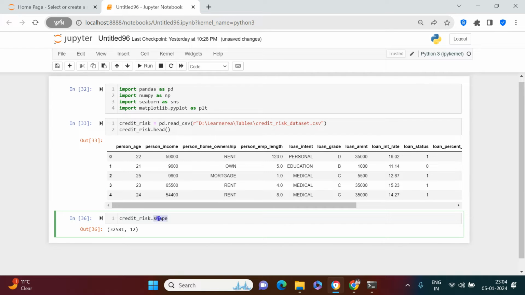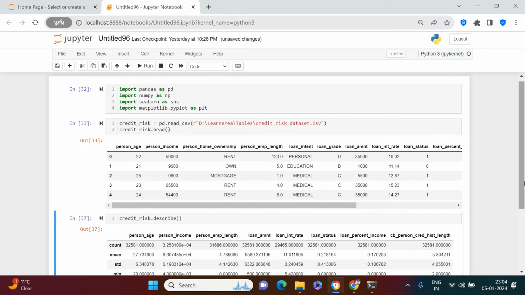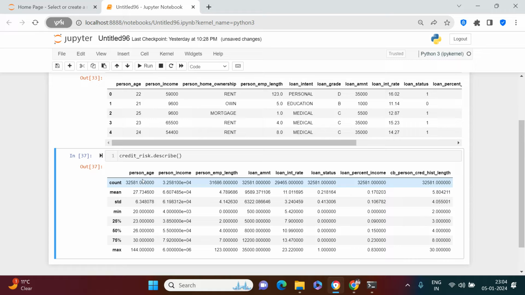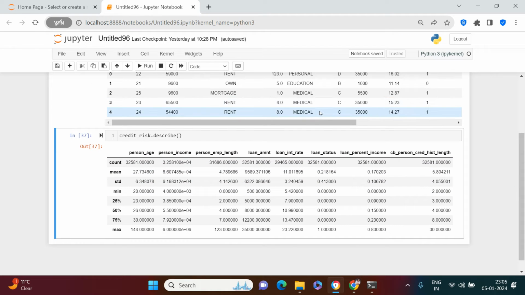Now let's see the statistical description of this data. Describe. Over here you see 1 2 3 4 5 6 7 8, only 8 columns are reflecting. However, if you remember, we just checked that it had 12 columns. Why is it showing only 8? Because out of 12 only 8 are numeric columns, and describe gives you the statistics of the numeric columns, not for the categorical columns or character columns.